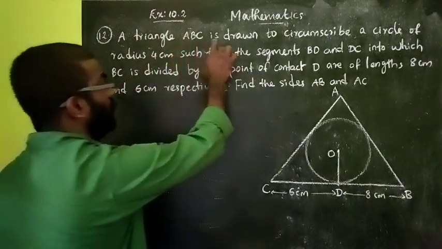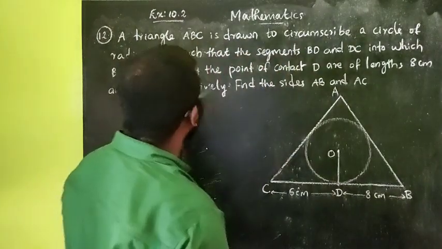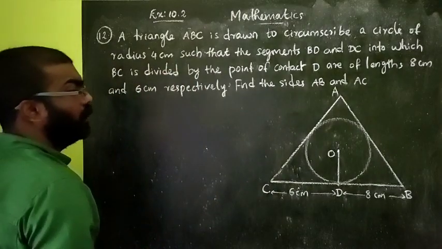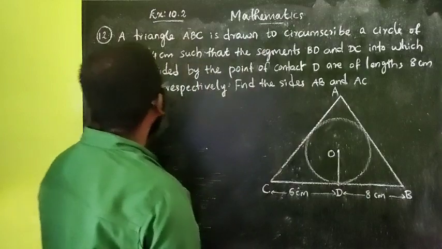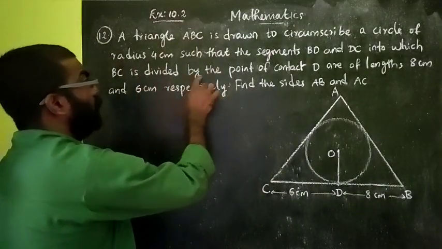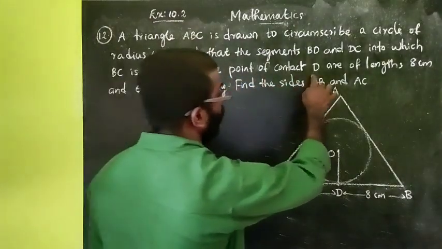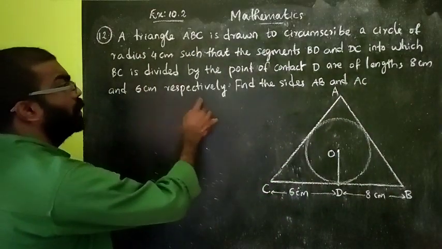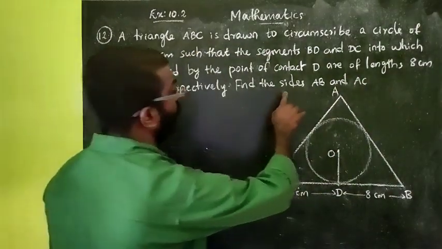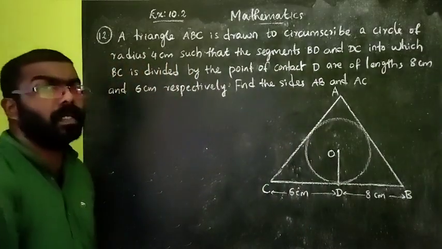A triangle ABC is drawn to circumscribe a circle of radius 4 cm such that the segments BD and DC, into which BC is divided by the point of contact D, are of length 8 cm and 6 cm respectively. Find the sides AB and AC.